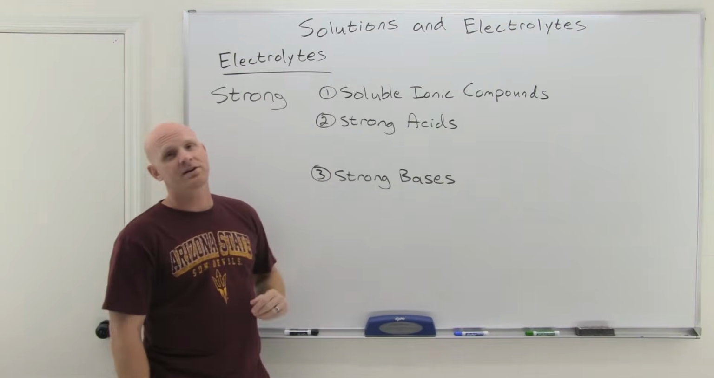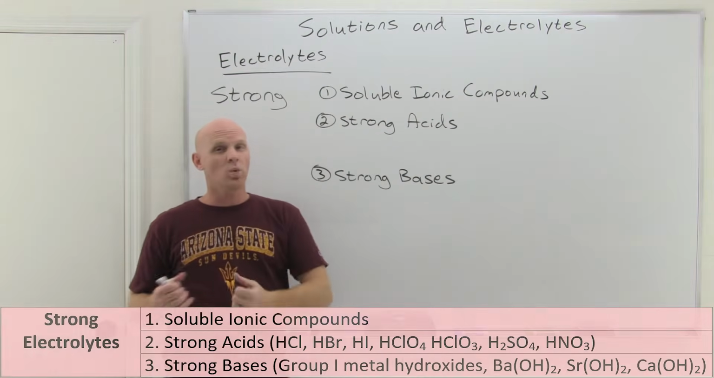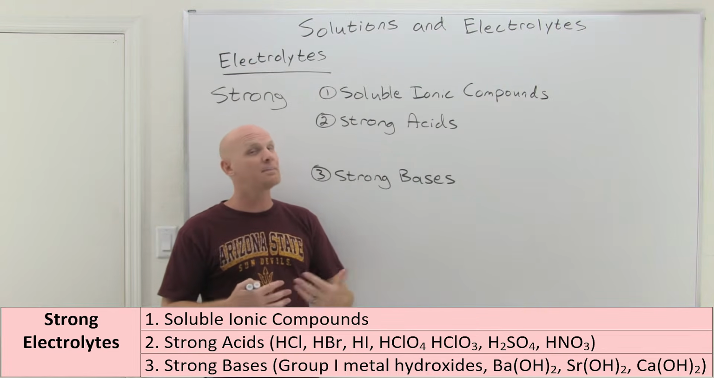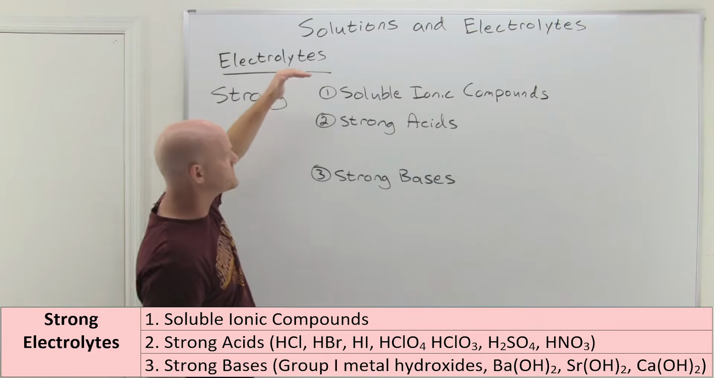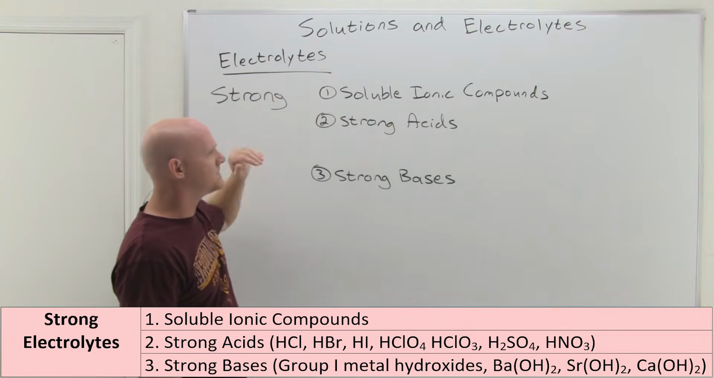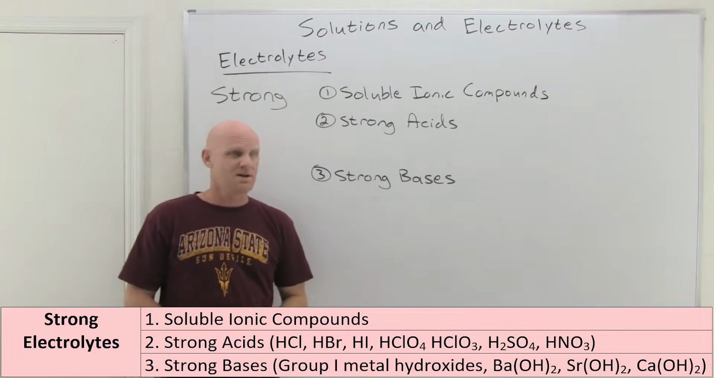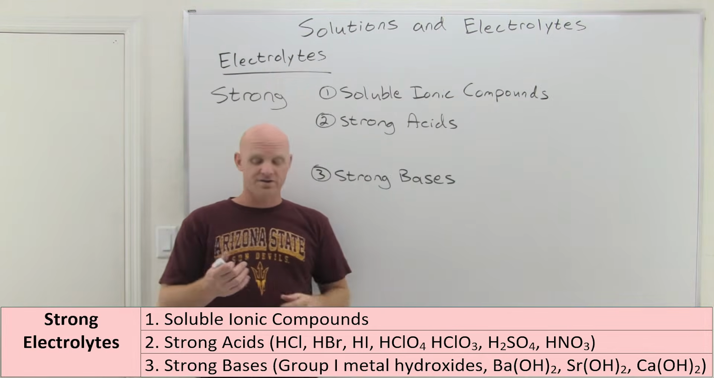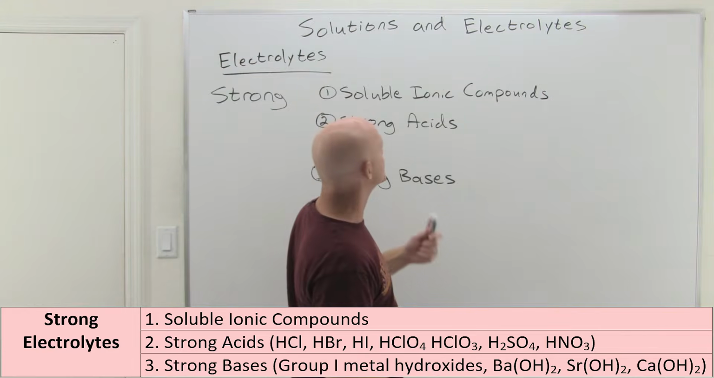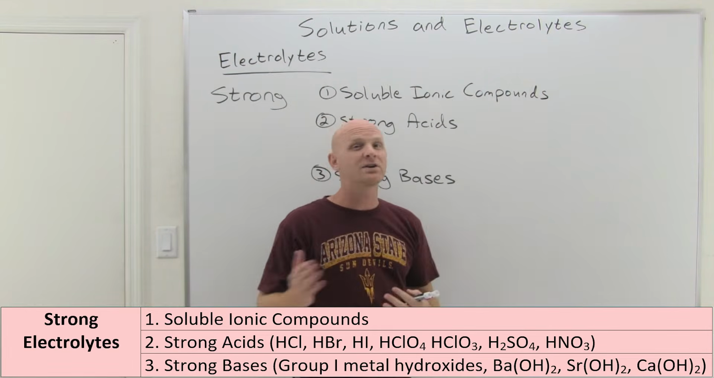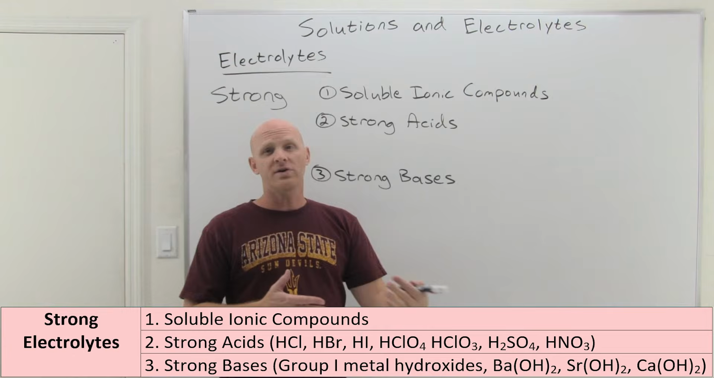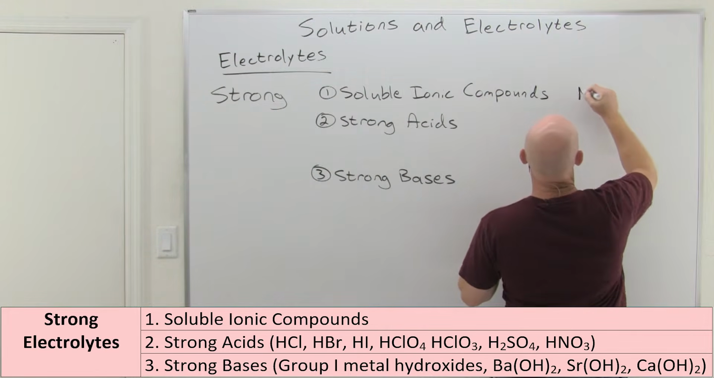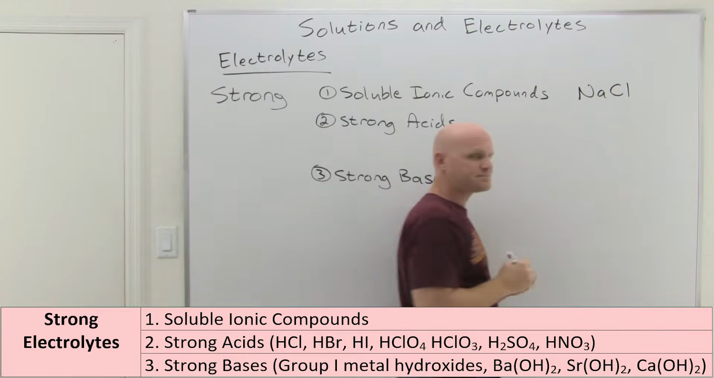All right, so electrolytes are going to come in a couple of different fashions. Strong ones are ones that, when dissolved in water, dissociate into ions completely. Those come in three types: soluble ionic compounds, strong acids, and strong bases. Now, how do you recognize when you've got a soluble ionic compound? Let's first remind ourselves what it means to be an ionic compound, and that's usually metal and nonmetal, or metal and polyatomic ion, or something along those lines. A good example here would be sodium chloride.